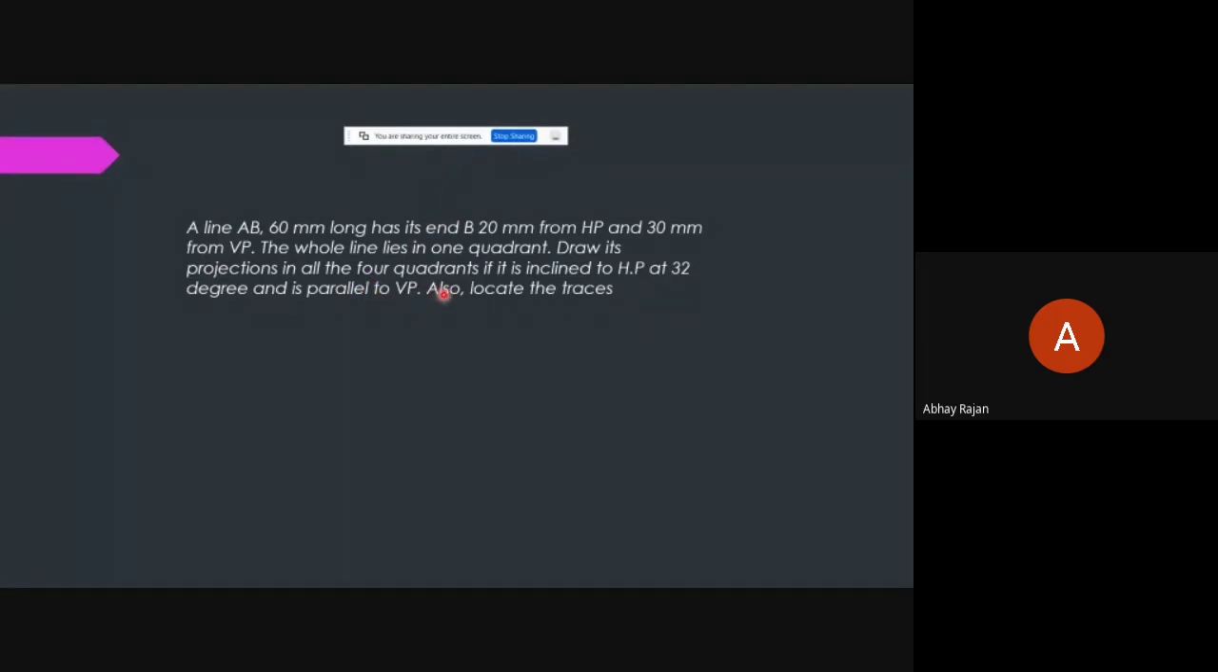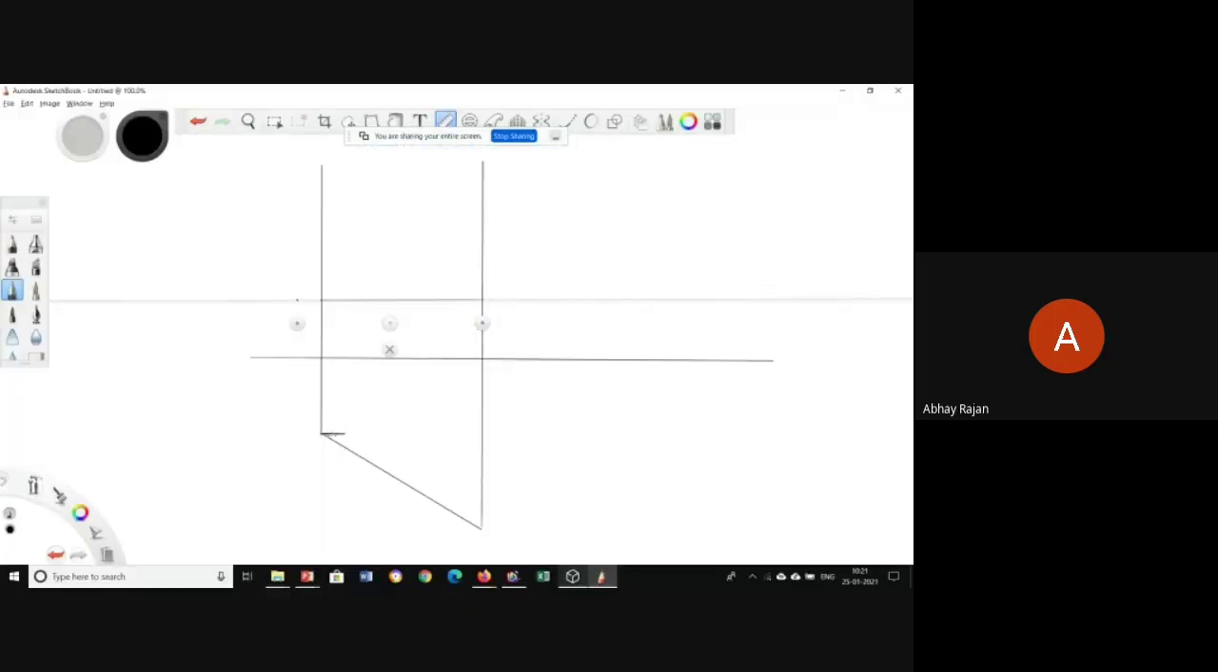So you are asked to find out the traces also, right? The traces also can be located. How? Whenever you are bringing this front view to the XY line, audible alle? Yes, sir. Hello? Okay, fine. Whenever you bring this to this line, produce this line backwards. On the XY line, it will be intersecting. Which will be that point? Which is the point that comes on the XY line? Tell me.